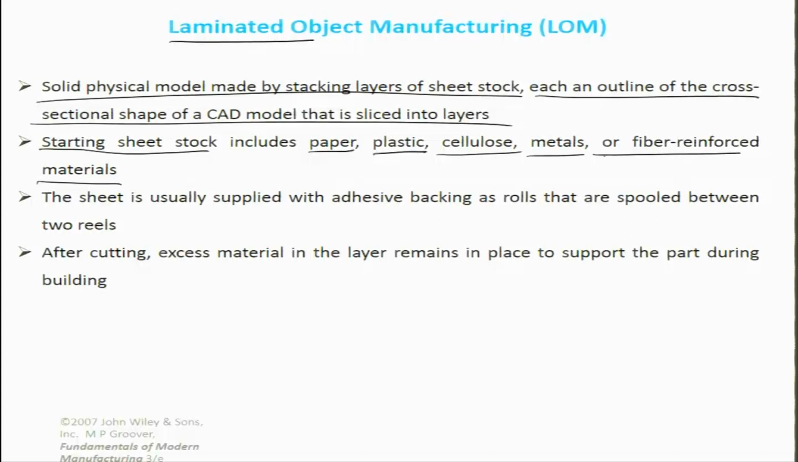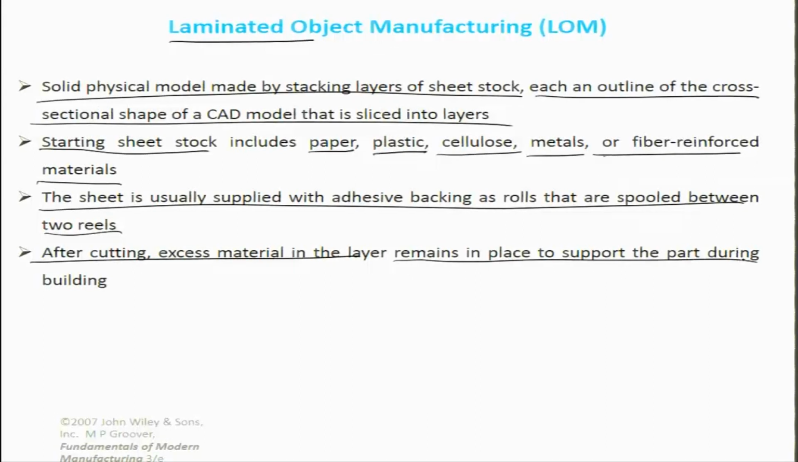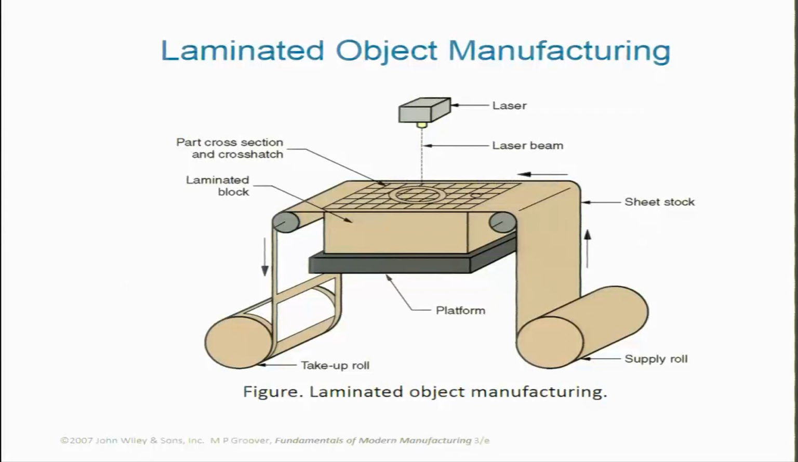So the sheet is usually supplied with adhesive backing as rolls. So they are spooled between two reels. After cutting, the excess material in the layer remains in place to support the part during the building. Let us look at a small schematic which shows how this is done.